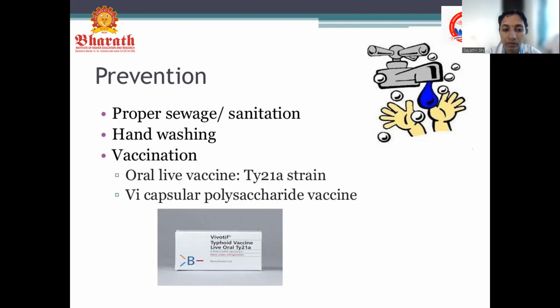Besides this, you have a Vi capsular polysaccharide vaccine, which is usually given for children above 2 years of age, and it has got a 65 to 80% efficacy. It is also to be repeated once in 3 years.